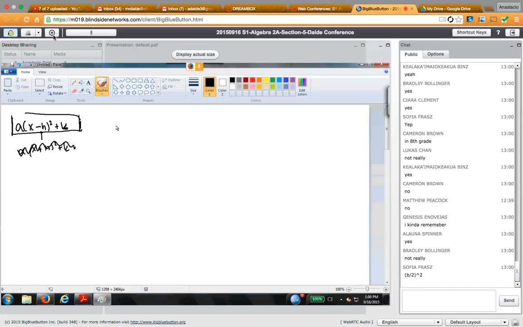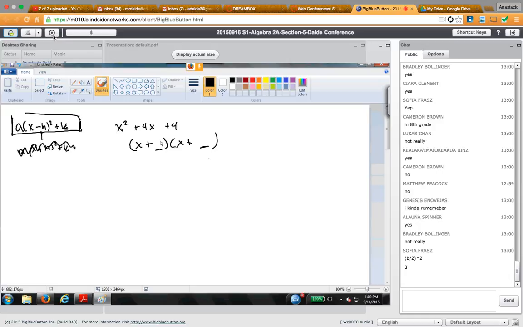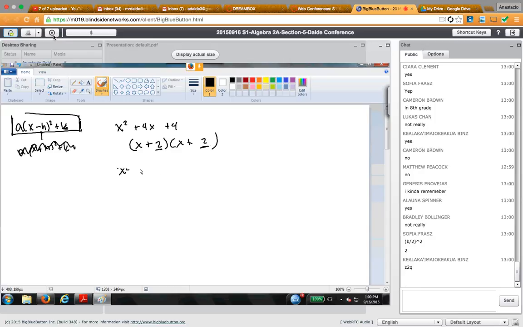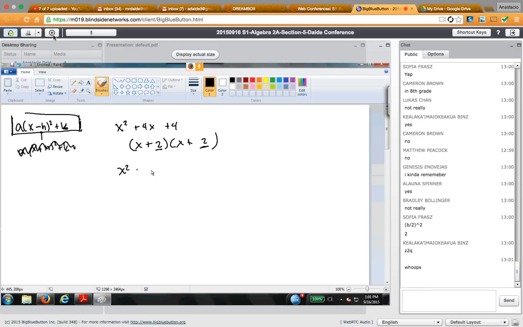Let's factor this. X squared plus 4 plus 4x. All right, factor that. X, I know it's going to be a plus and a plus. What should it go over here and over here? 2. Perfect. All right, what about this? X squared minus 12x plus 36.